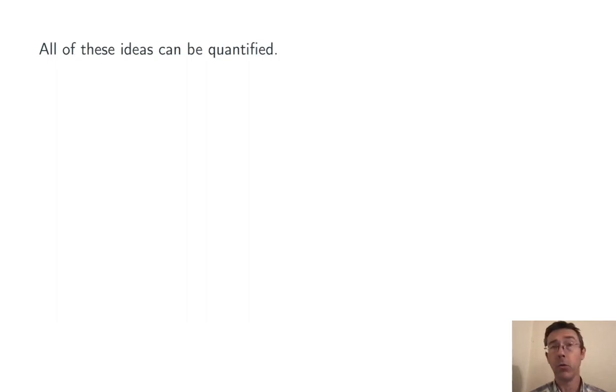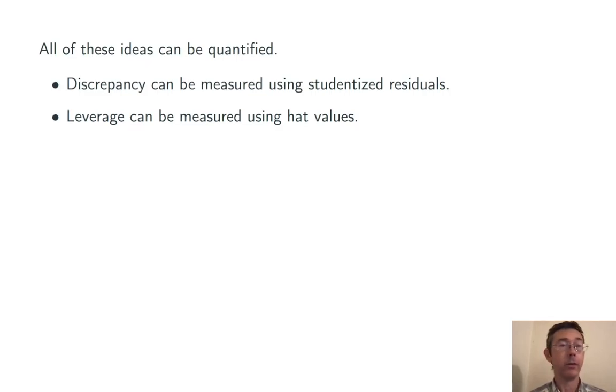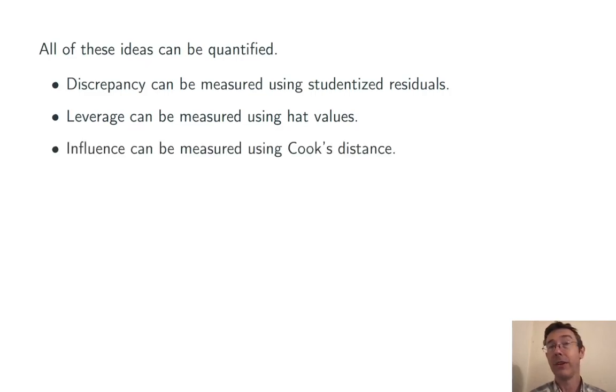Now, of course, all of this can be quantified, and I'm not going to go into this in detail in this video, but I at least want to nod in the direction of where this goes if you pursue this idea further. Discrepancy is usually measured using studentized residuals, which are standardized residuals that measure how much the observations differ in the y direction from the model's prediction. Leverage can be measured using hat values. This is a measure of how far off the values are in the x direction from what you would expect, from the average x value. And finally, influence is often measured using Cook's distance.